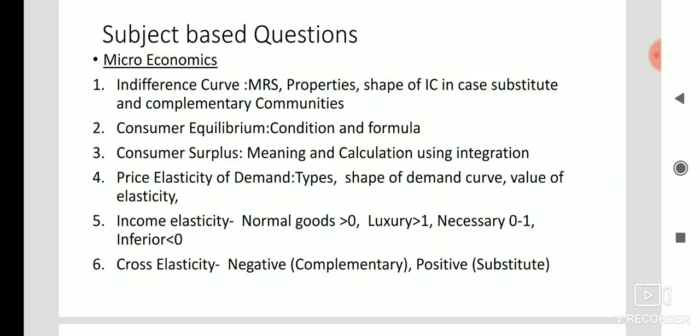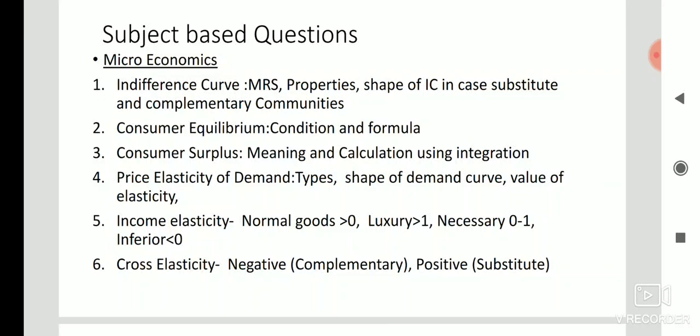If it lies between 0 and 1, then it is called a necessary commodity. And if income elasticity is negative, remember this is the most important, it is an inferior commodity. If income elasticity is greater than 1, it is a luxurious commodity. These two are very important. If it is greater than 1, it is luxury. If it is less than 0 or negative, it is inferior.